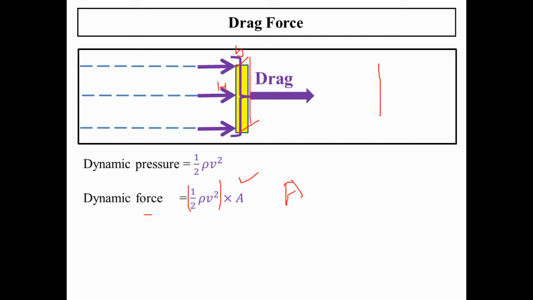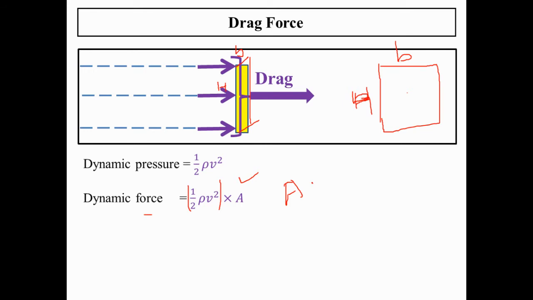If I draw with respect to the flow, this is the projected area of this particular three-dimensional object, and the flow is normal to the screen, and the pressure is acting on this. Sorry, this is the height. So this is the breadth B.